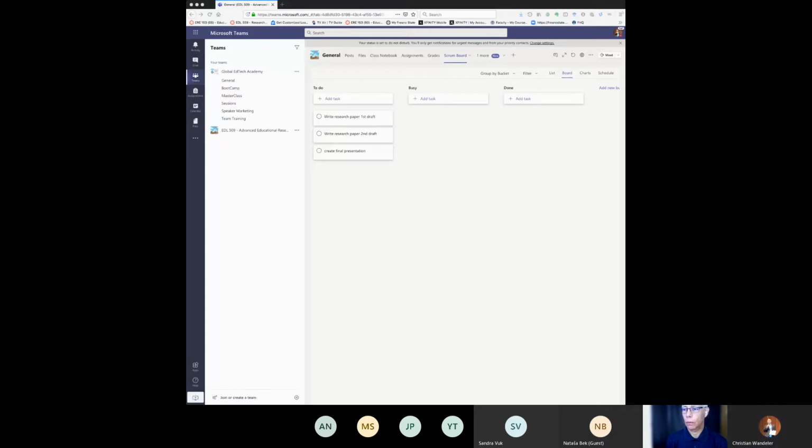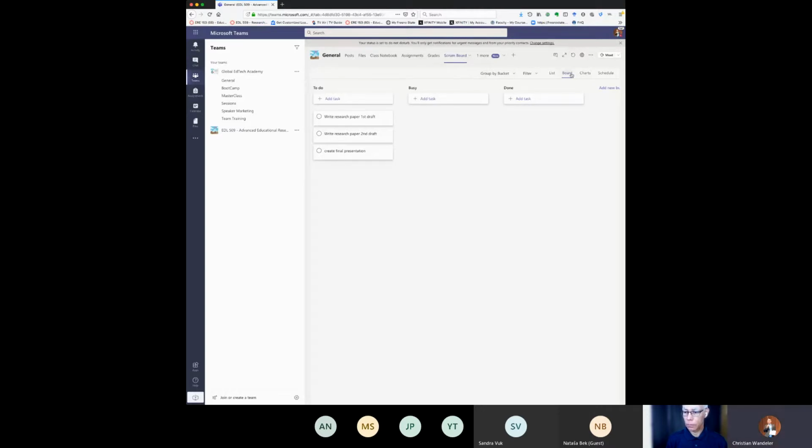I want to make sure I'm sharing my screen right now. Can you guys all see that? Yes. Okay, great. And what I wanted to show you here is two examples. First, I'm going to show you a Scrum board, but in Teams. And you can see what the advantages for this can be.